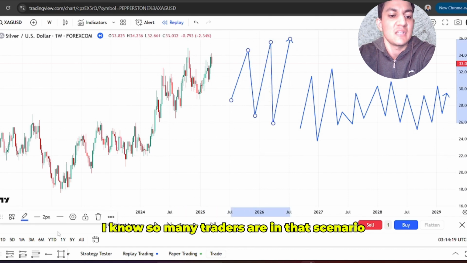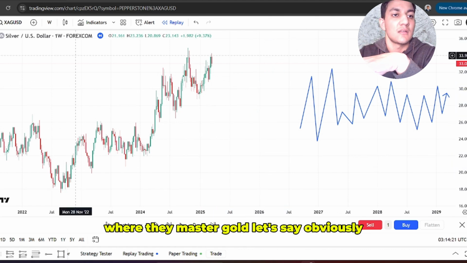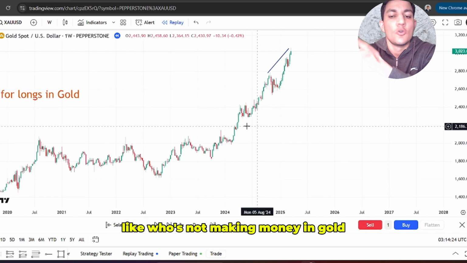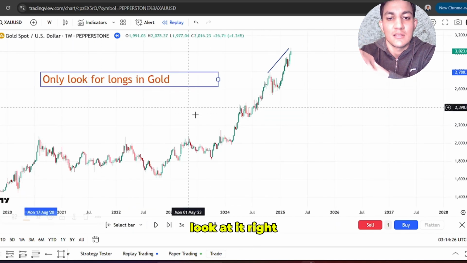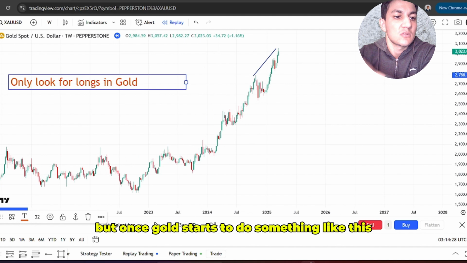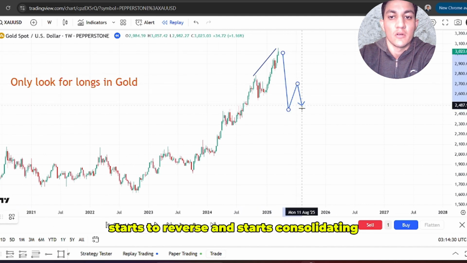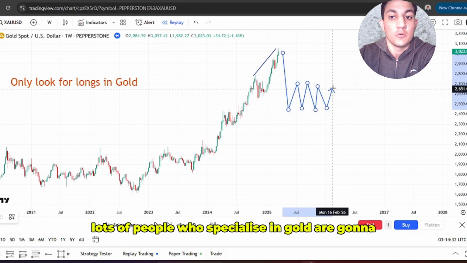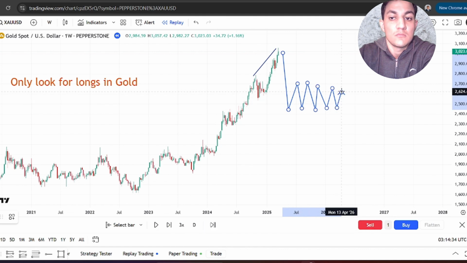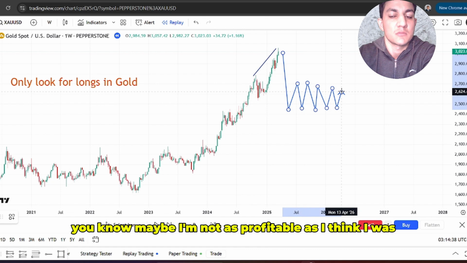I know so many traders are in that scenario where they master gold, let's say. And obviously, who's not making money in gold? Do you know what I mean? Look at it, right? Look at this, it's bullish. But once gold starts to do something like this, starts to reverse and starts consolidating, lots of people who specialize in gold are going to lose a lot of money, right? And they're going to realize, oh, actually, maybe I'm not as profitable as I thought I was.